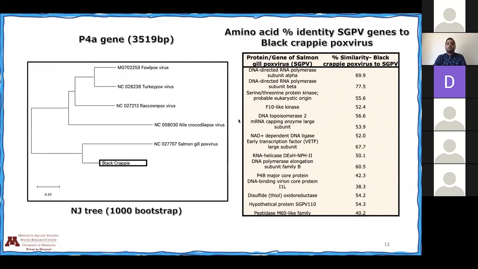On the right hand side, you can see different genes from the salmon gill pox virus and how they show amino acid level similarity to the black crappie virus we recently discovered. Most of the genes are below 80% amino acid level similarity. It clearly shows that what we got in our black crappie sample is totally divergent, and is a totally new virus we have detected.